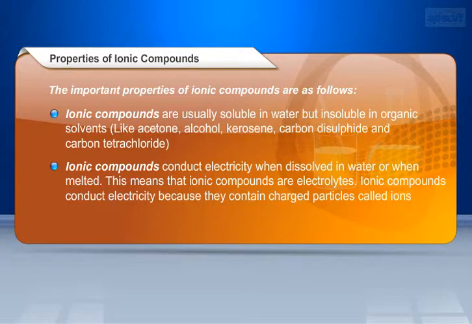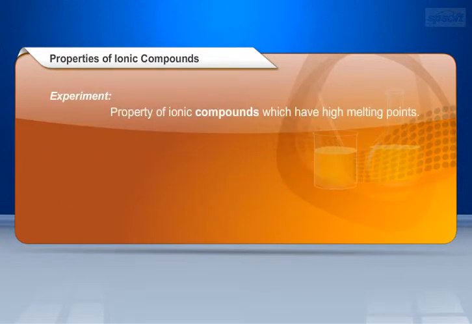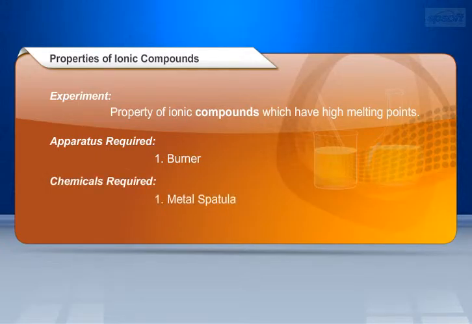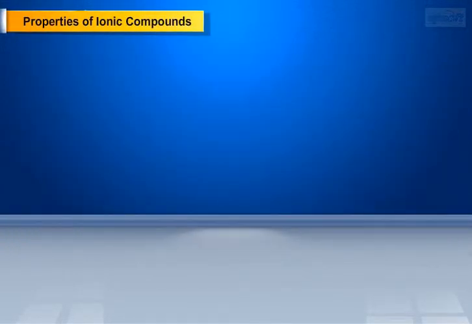Let us do an experiment to understand the property of ionic compounds. This experiment is about the property of ionic compounds which have high melting points. To do this experiment, we need only a burner. The chemicals required are a metal spatula and sodium chloride. Let us do the experiment.